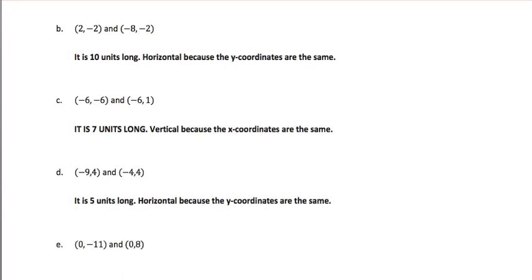And then finally, E, we have (0, -11) and (0, 8). And that means that our x coordinates are the same, so it's going to be a vertical line. And it is -11 and +8. So when we put those together, it is 19 units long. And it is vertical because the x coordinates are the same.